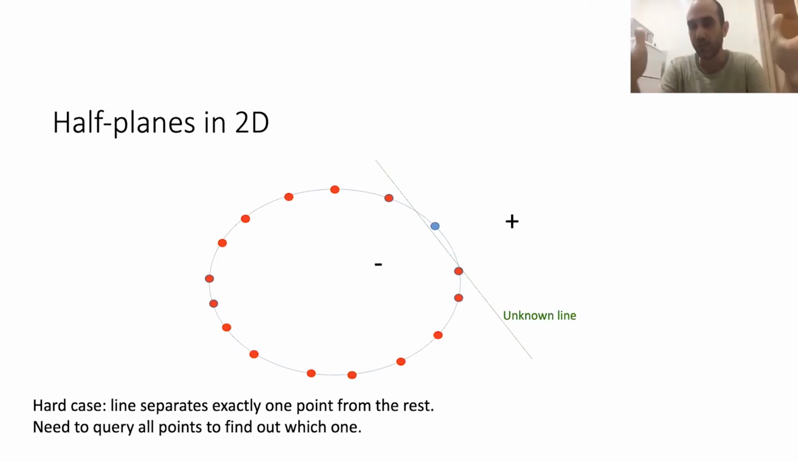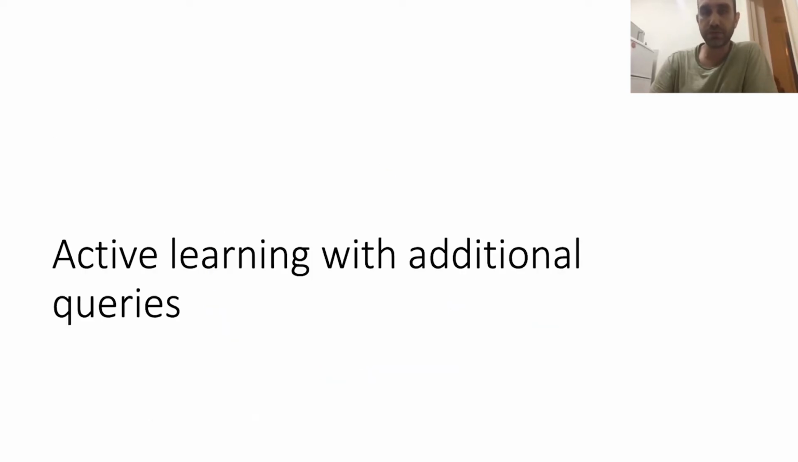This is not a formal proof of why it's impossible, but it's just to give you an idea that even if you label n over 2 points, or omega of n points, you still don't have enough information to deduce the rest. To make it formal, you pick a line separating a single point at random, and you argue that if you query fewer than n over 2 points, then the algorithm cannot infer the rest. So you really need to query essentially all the points here.